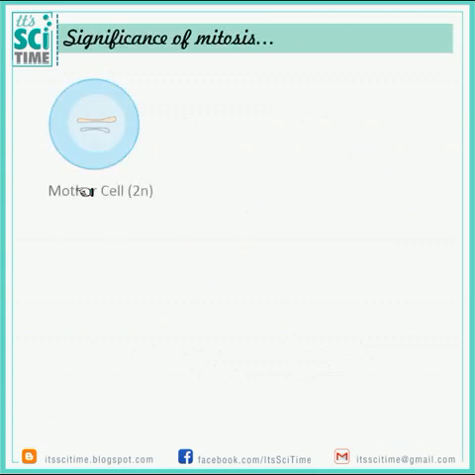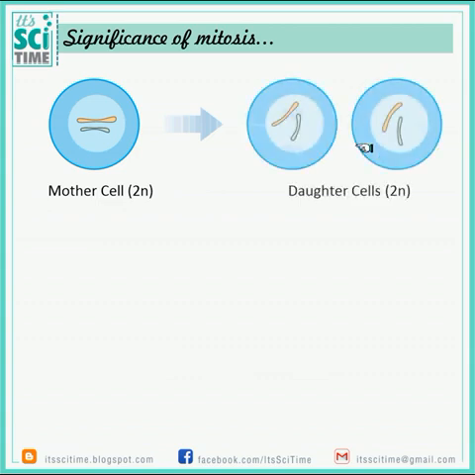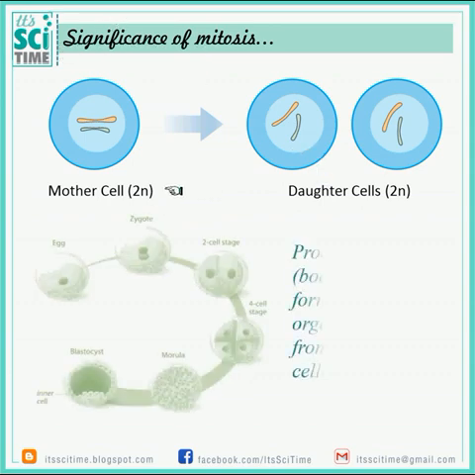So here is the final result. The mother cell, a diploid cell, makes two daughter cells, which are identical to the mother cell. And this has important significance in several places.